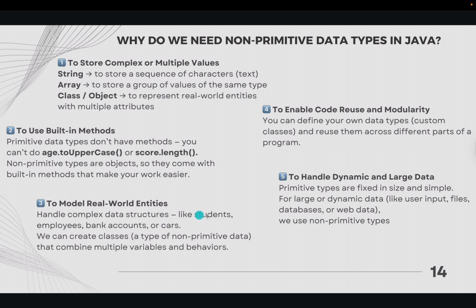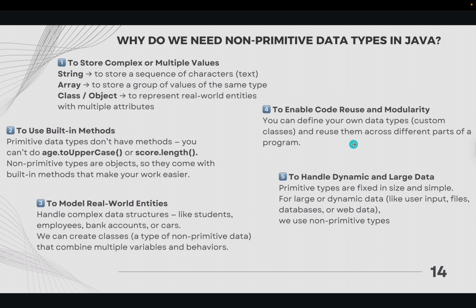Number three, to model real-world entities. In real-world applications, we often deal with complex data structures like students, employees, bank accounts, or cars. Primitive types alone are not enough to represent them. So we create classes, a type of non-primitive data that combine multiple variables and behaviors.